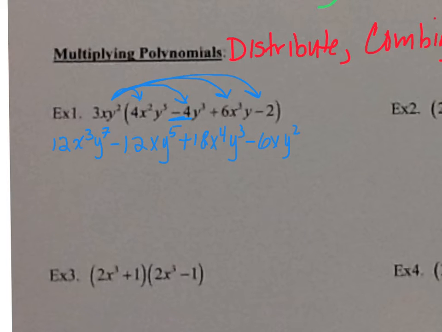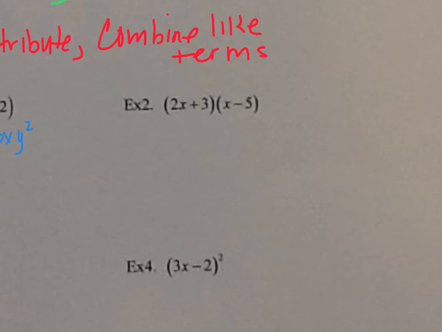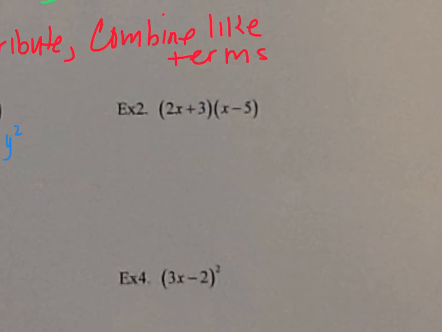Okay, so let's take a look at number 2. Notice in number 2, we are multiplying two binomials together. So it's 2x plus 3 times x minus 5. You can make the rainbows if you want. If you want to line it up and down, you can line it up and down. It's up to you. All right, so we have 2x times x. Remember, there's a 1 in front of the x, and this exponent is a 1. So that's 2x squared.